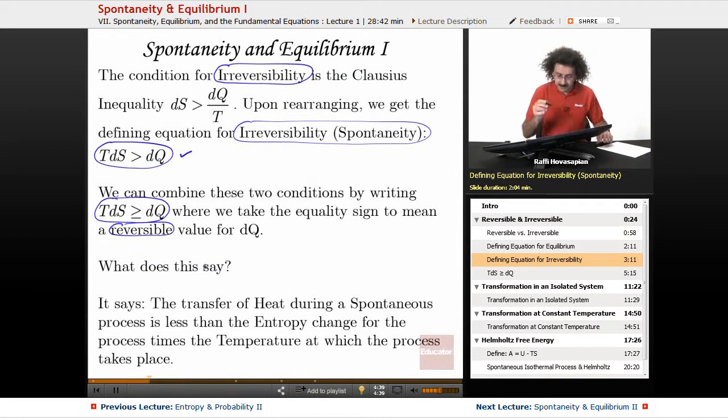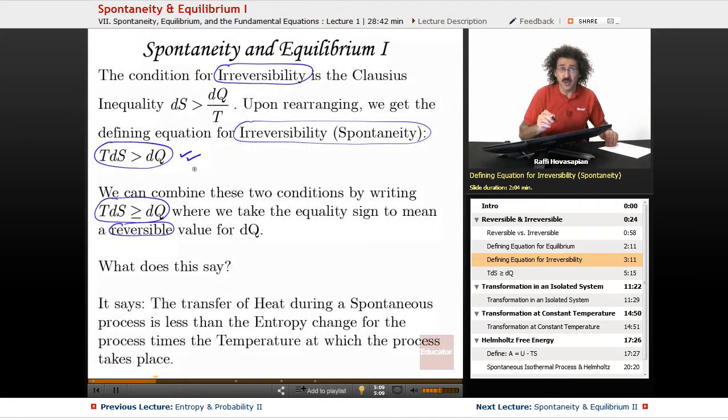What does this say? It says the transfer of heat during a spontaneous process, this right here, is less than the entropy change for the process times the temperature at which the process takes place. Once again, for a particular spontaneous process, the heat that's transferred during that process is going to be less than the entropy change for that process times the temperature at which the process takes place.